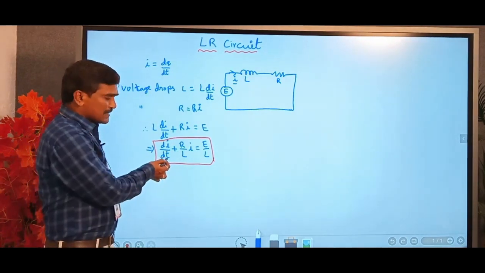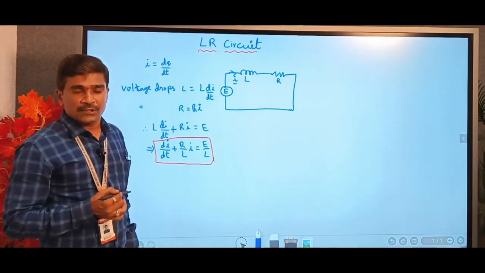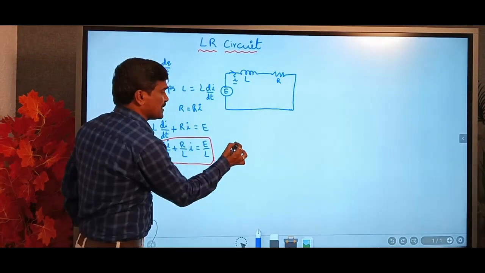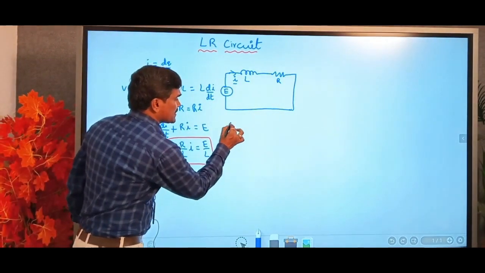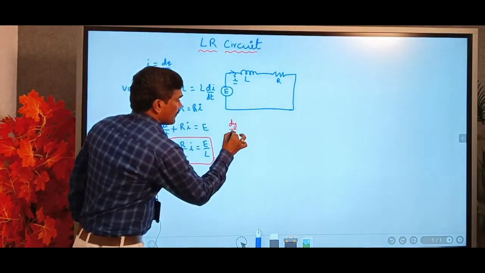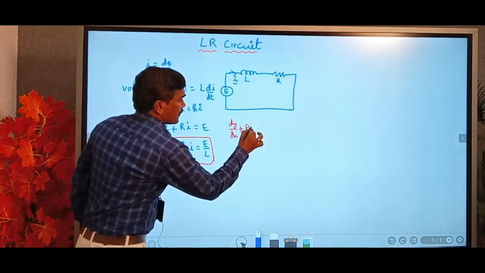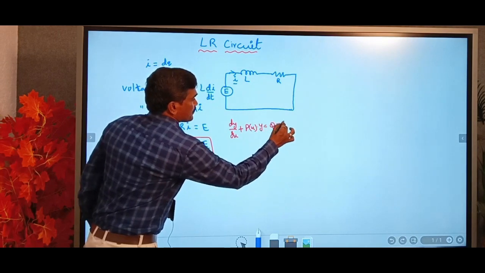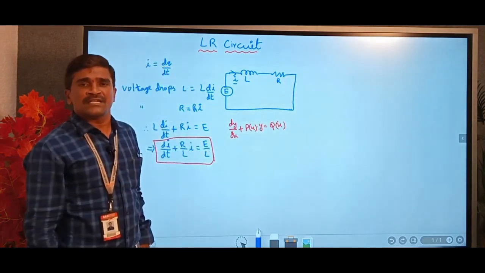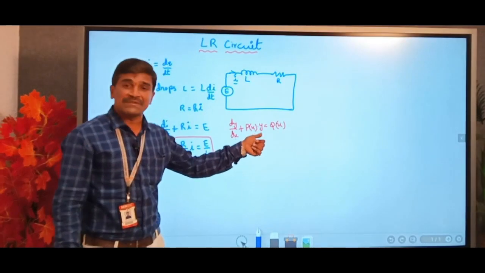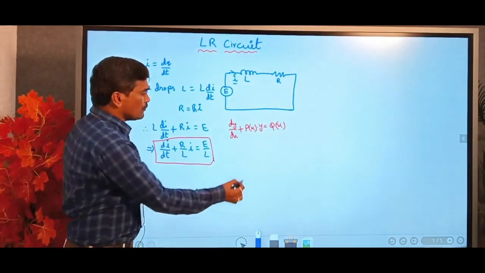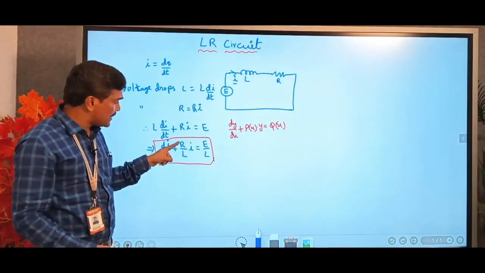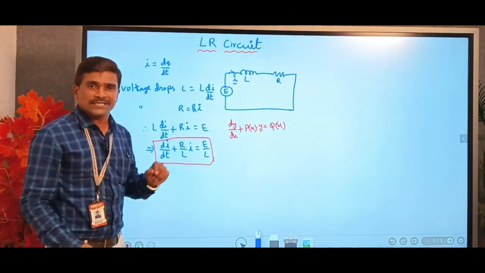Clearly it is a linear differential equation. What is a linear differential equation? The general form of a linear differential equation is dy by dx plus p of x into y is equal to q of x. This is called a linear differential equation in y. Now compare with this equation. So here we have P is R by L and Q is E by L.